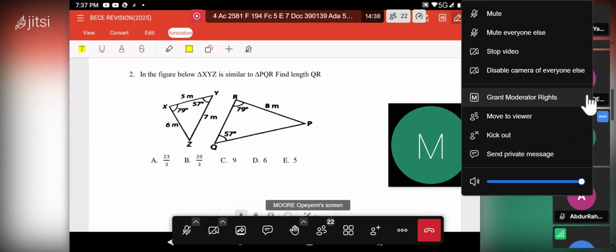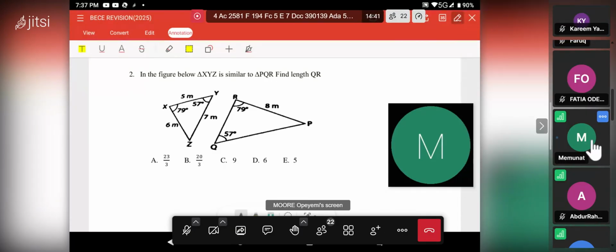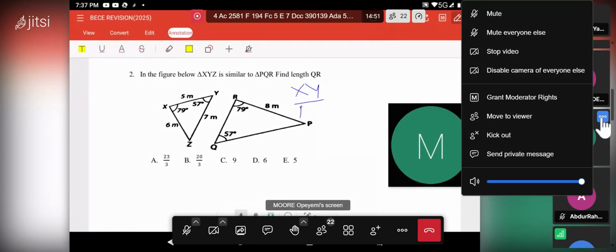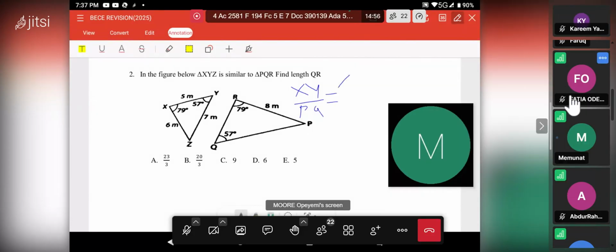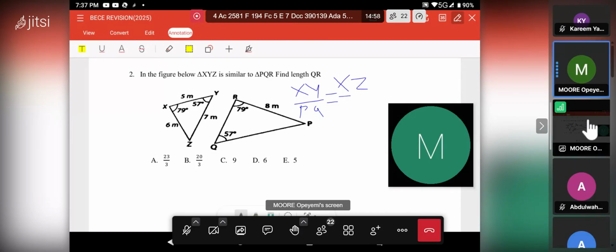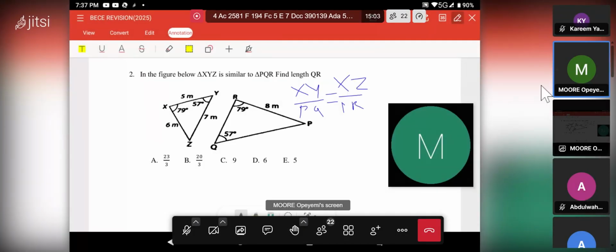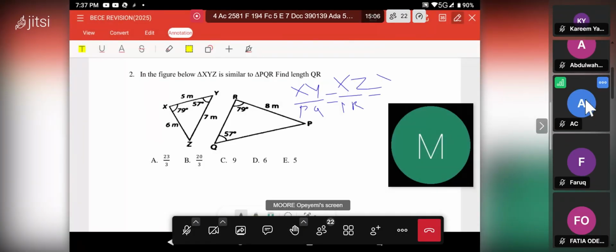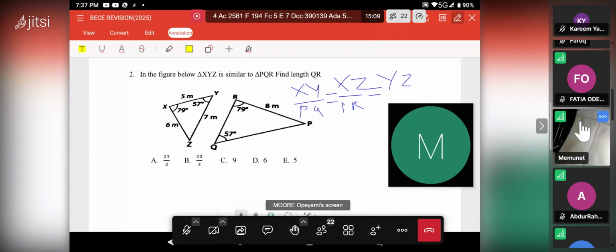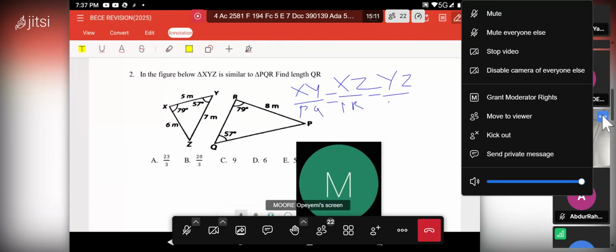Since the question says triangle XYZ is similar to PQR, we do it this way: line XY over line PQ, you pick it in that order, is equal to XZ over PR, is equal to YZ over QR. That is how it goes.